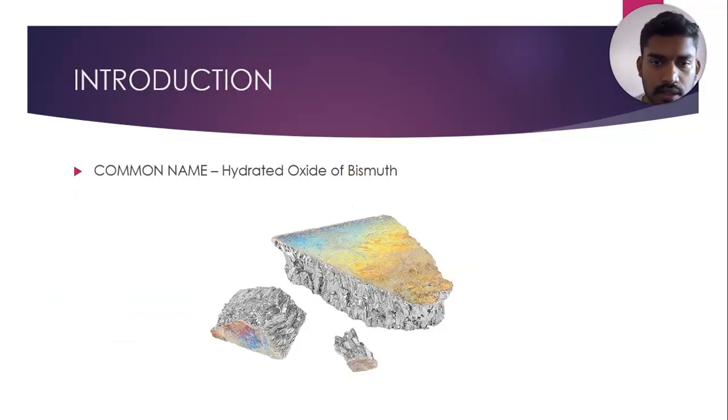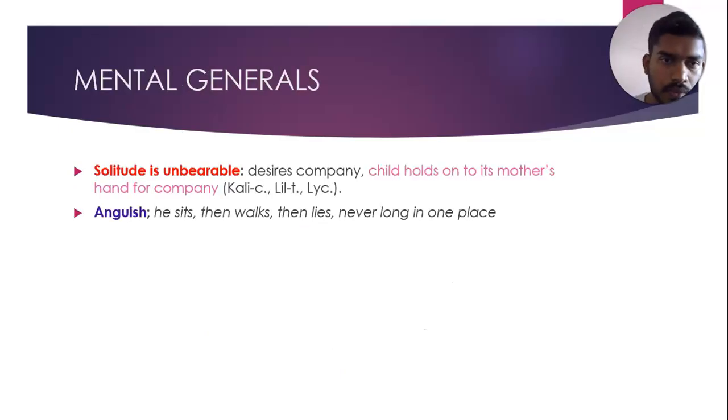See, this is the reddish tinge that I've said before. Common name is hydrated oxide of bismuth. I have a confusion here, but I couldn't clarify that. You have some kind of nitrite component of bismuth also mentioned in Boericke, and Keynotes gives you hydrated oxide. So I'm sticking with Keynotes only. In Boericke, there is something that relates to a nitrite component of bismuth. So please clarify that when you get time.